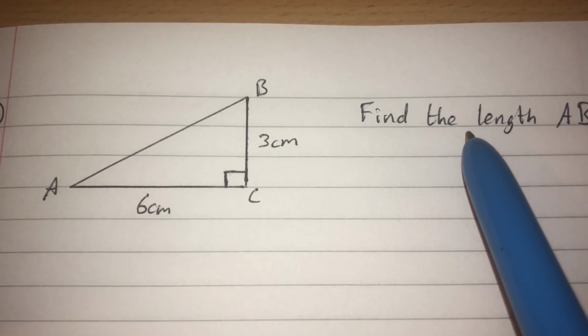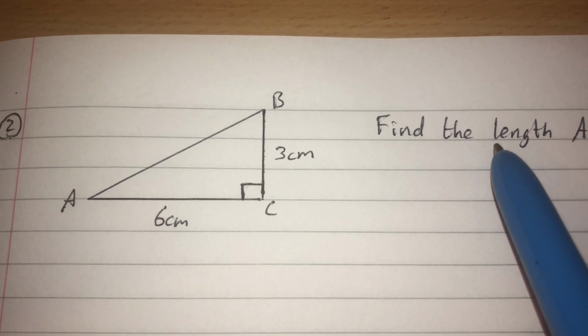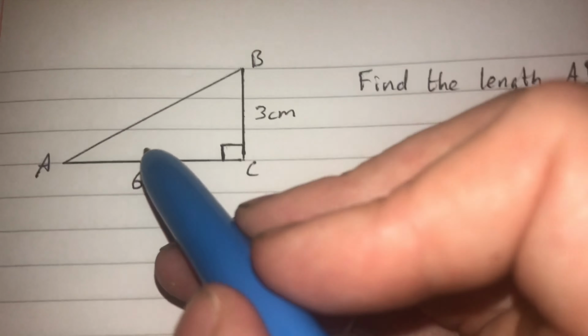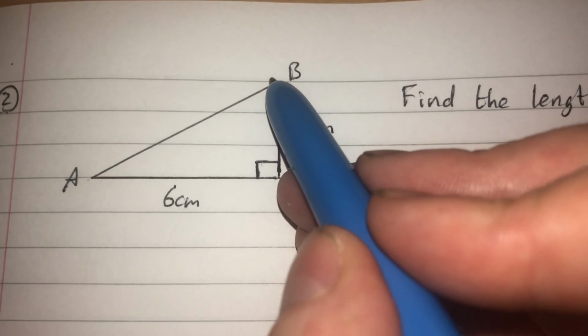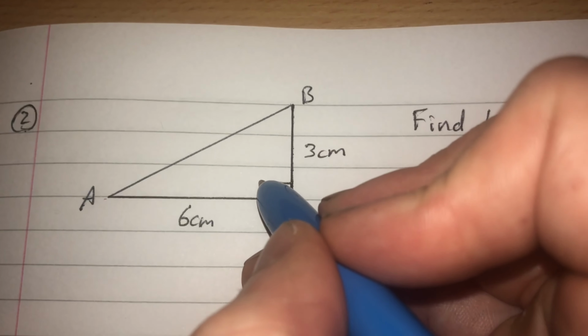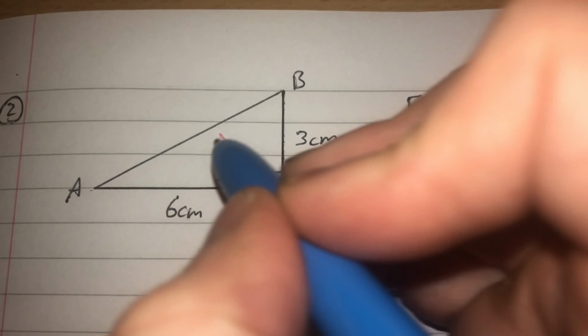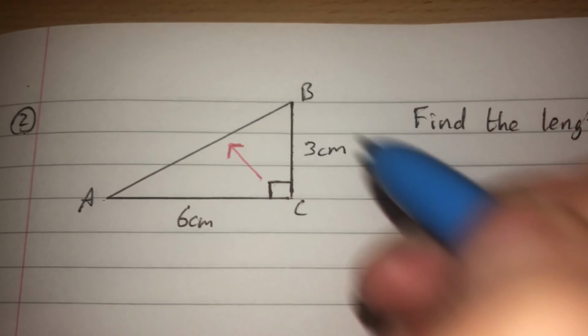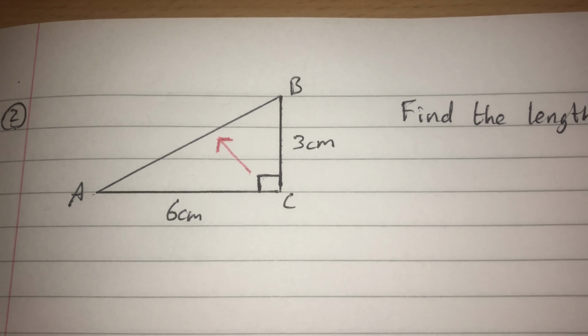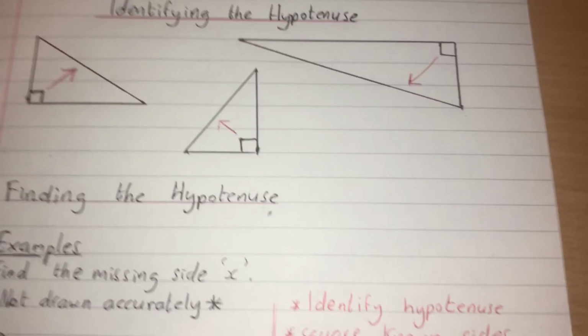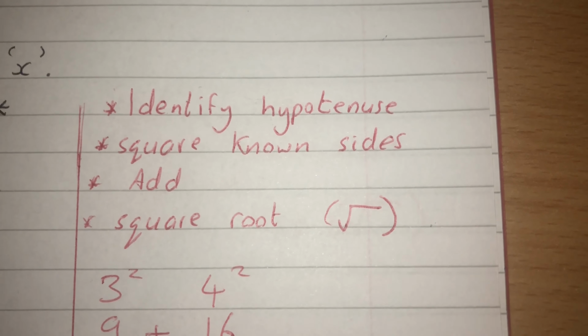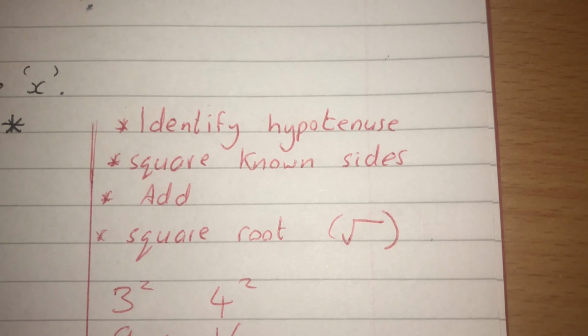Again, the triangle is not drawn to scale, so we can't just use a ruler to measure it. If I'm finding the length AB, AB is from A to B, so it's quite clearly this side here. And this side here, as we can see, is opposite the right angle, so it's the hypotenuse we're trying to find. So when we're trying to find the hypotenuse, we're following these steps again. Okay, so we've identified the hypotenuse.